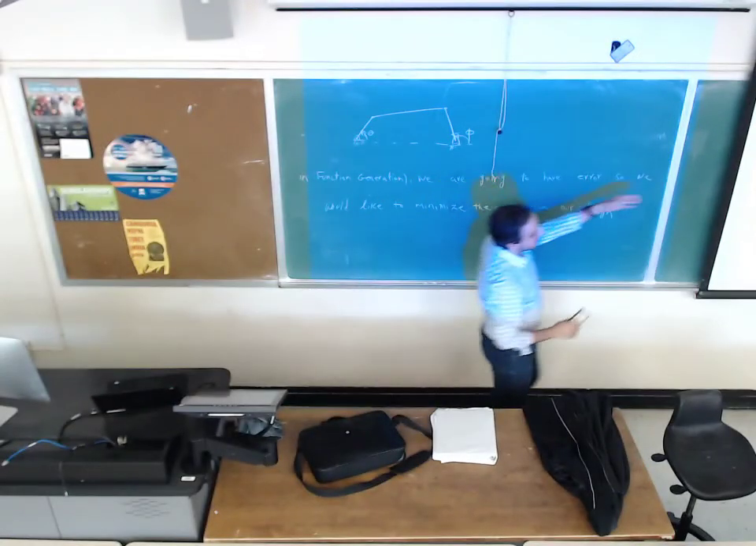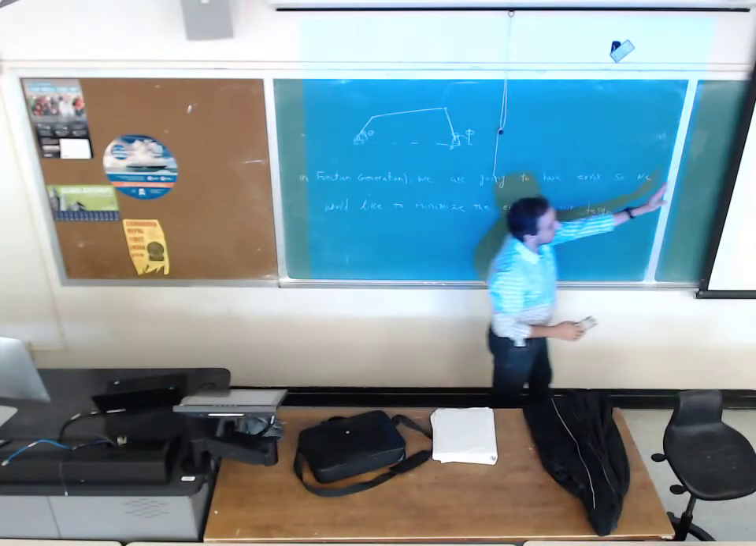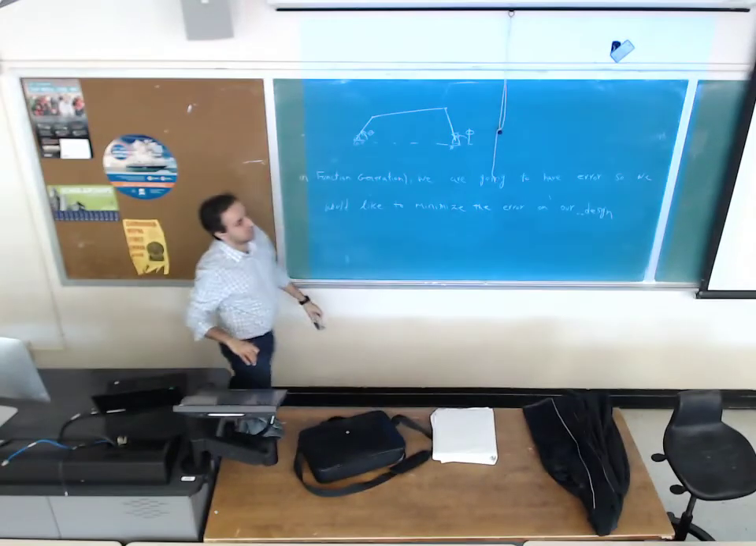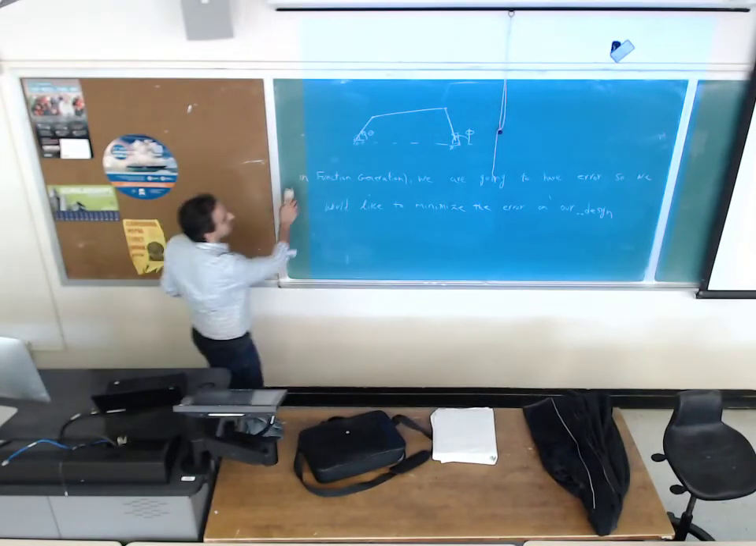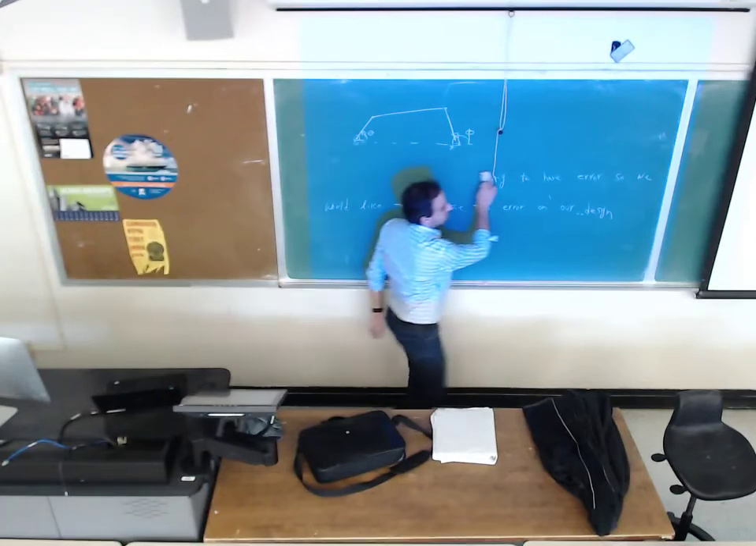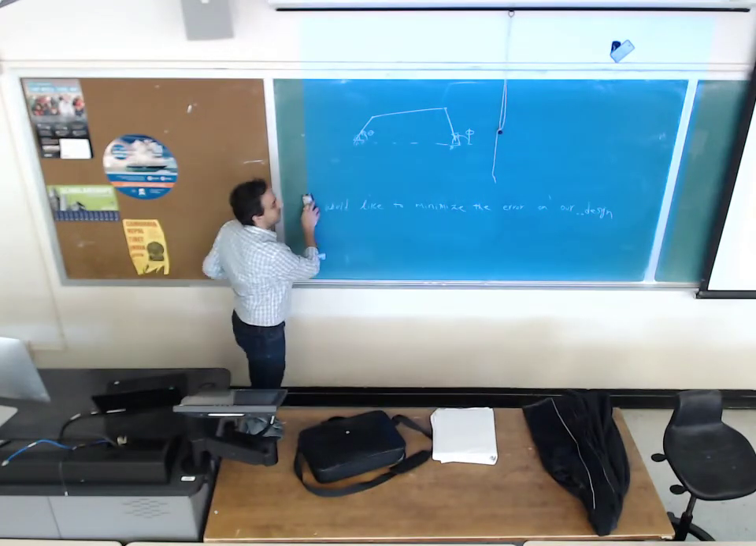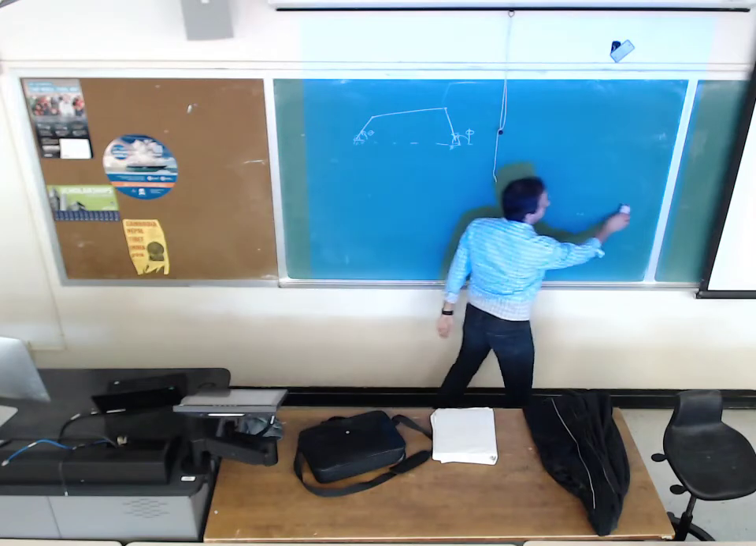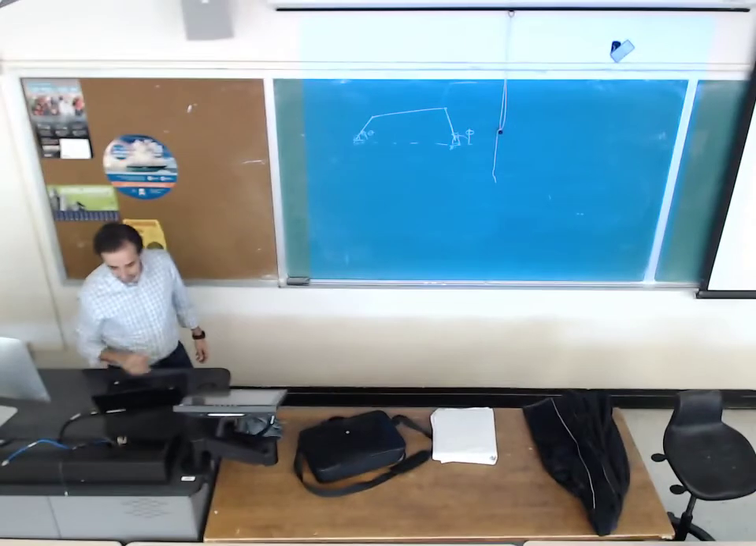So the idea is, we know that we cannot design a mechanism to cover all these precision points or tasks. But what we can do is design such that it minimizes the error. So first of all, we should define the error. What would be the error? How can we define that?